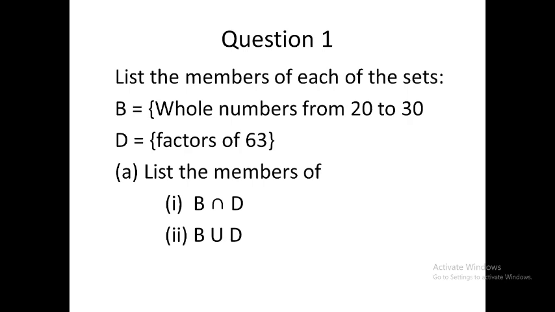So, to list the members of B intersection D, we need to list the set B and the set D. And we are told to find the whole numbers. We know whole numbers are numbers that start from 0, 1, 2, and continue. And we should know the numbers are infinite. It has no end.